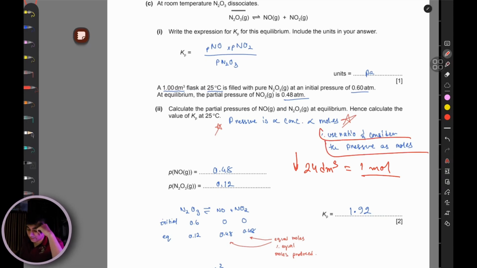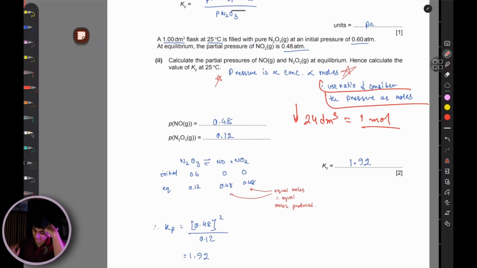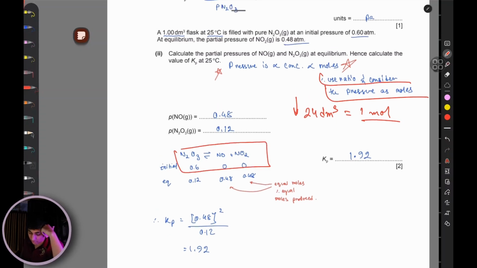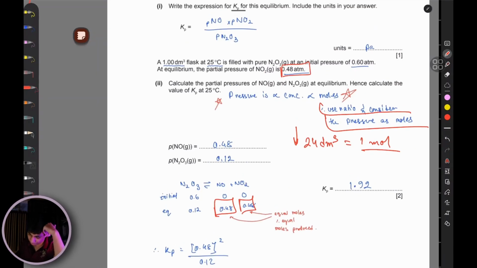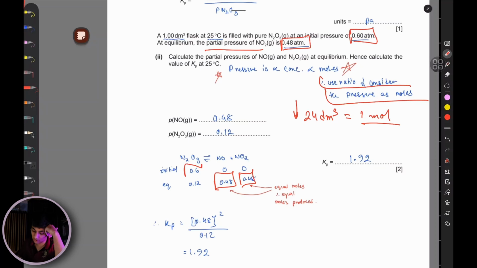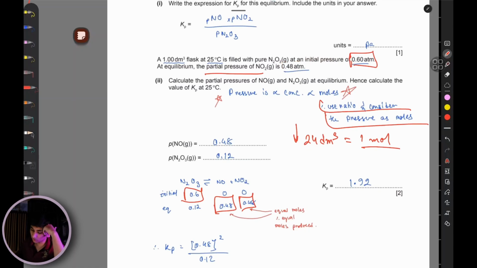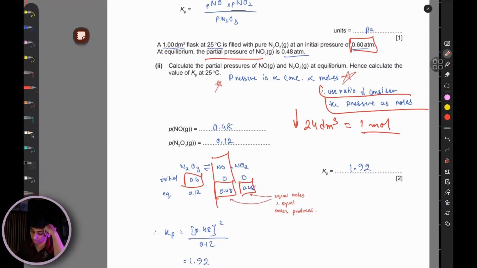So using this ratio, what are they asking me to find? I can find the partial pressure. Initially, you had 0.6 atmospheres of N2O3, that is before the reaction is taking place. After the reaction, you're left with 0.48 according to your partial pressure of NO2. Initially they start off with 0.6 atmospheres of N2O3. The moment equilibrium has been reached, they're telling you 0.48 atmospheres is the pressure of NO2. So the NO2 partial pressure is going to be 0.48.